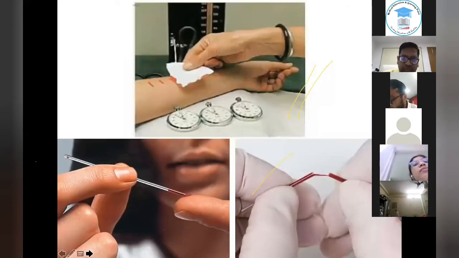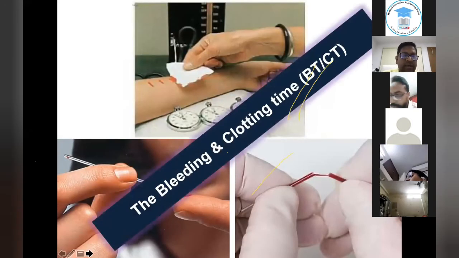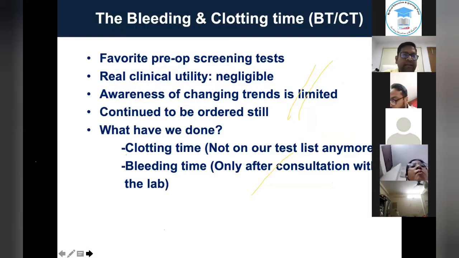Coming to a quick note on bleeding and clotting time. These are very favorite pre-op screening tests. Their real clinical utility is negligible. Awareness should be there that there is a changing trend and they are of limited use. Still, people are using it.